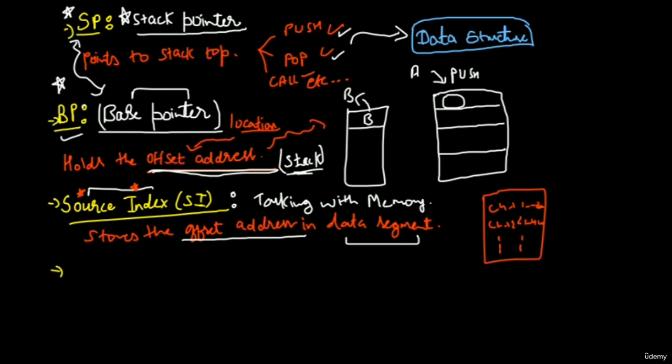So the fourth one here that we're having is destination index. Well, why my voice suddenly became like this? Because we have already reached the shore of the architecture. This is destination index. So we can write it DI.